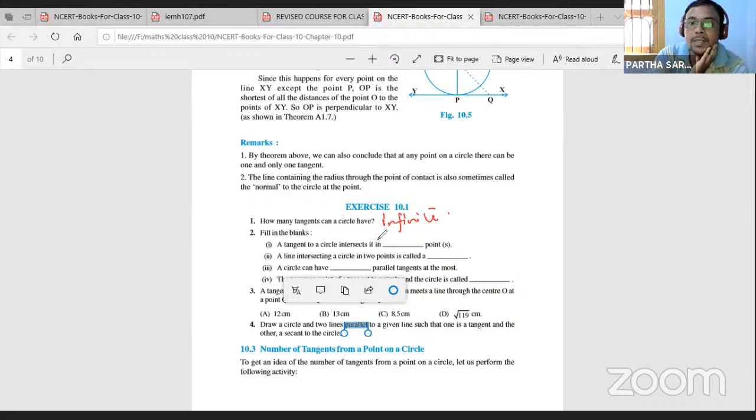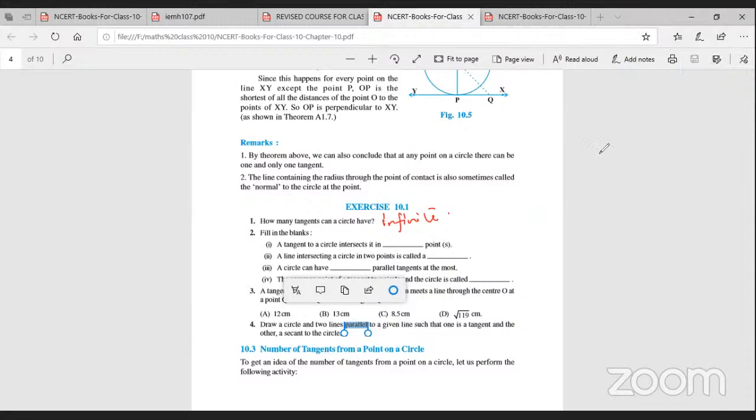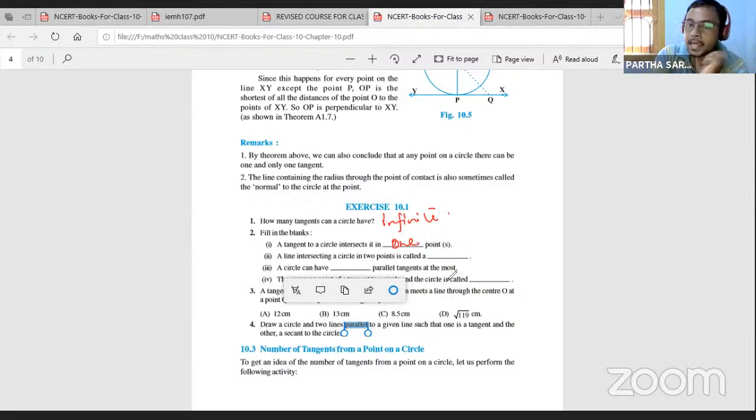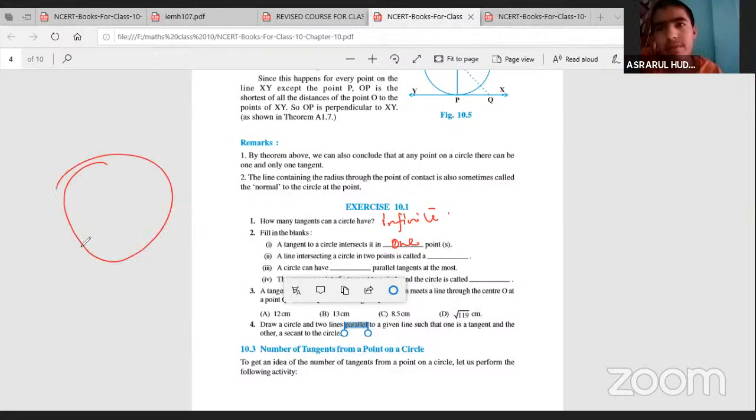A tangent to a circle intersects it in dash points. How many points does a tangent intersect a circle? One point. Very good. A line intersecting a circle in two points is called a secant.